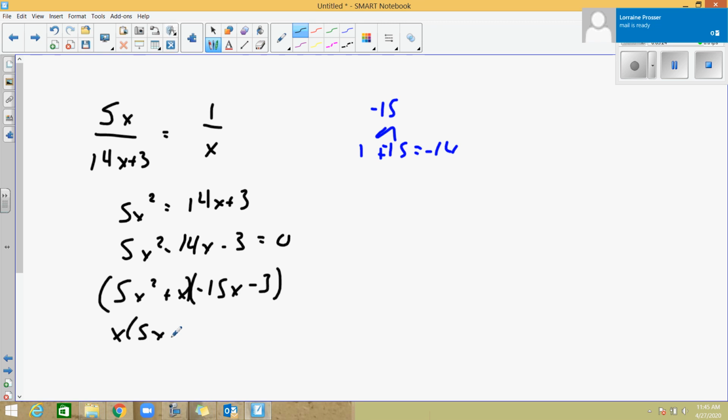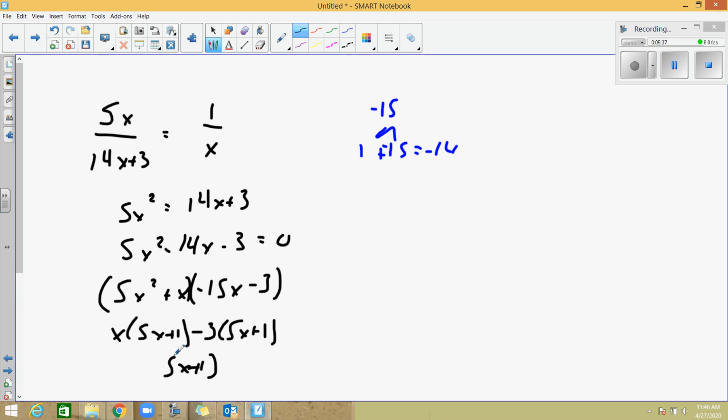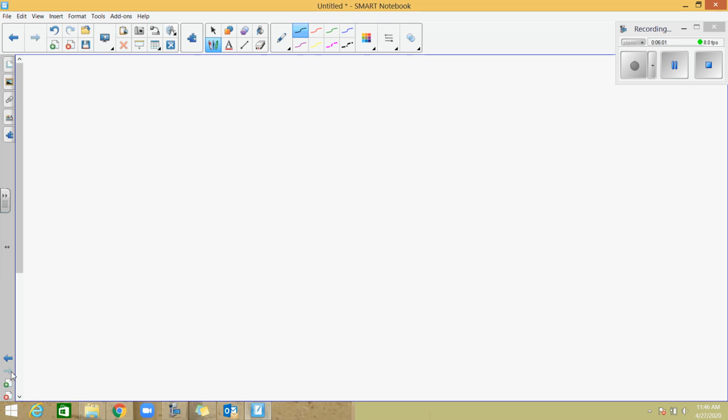I get 5x plus 1. I'm going to factor out a negative 3. So I get 5x plus 1. And I get (5x plus 1)(x minus 3) equals 0. Set my factors equal to 0 and solve. And x equals a negative 1/5, and also a positive 3. If I plug those guys back in, at least to the denominator, neither denominator is 0, so I know that at least stands a chance to be the answer. I'm going to do about 2-3 more problems here.